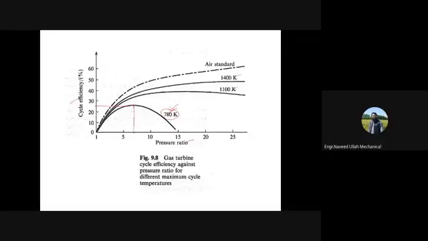It is not the case that, for example, if you have 780 Kelvin as your maximum temperature for the gas turbine engine, all the pressure ratios will give you the maximum efficiency. There is a specific pressure ratio, for example for this case it may be 6 or 6.5 or let's say 7, which will give you the maximum cycle efficiency, as is the case for 1100 Kelvin, right? For each and every maximum temperature of the cycle, there is a specific pressure ratio which can give you the maximum efficiency, right? And the same is the case for the work ratio also.